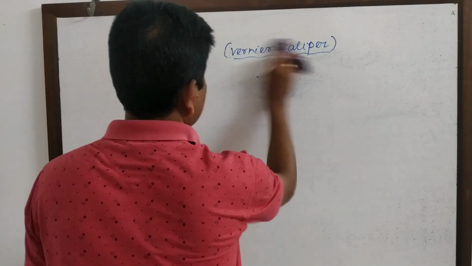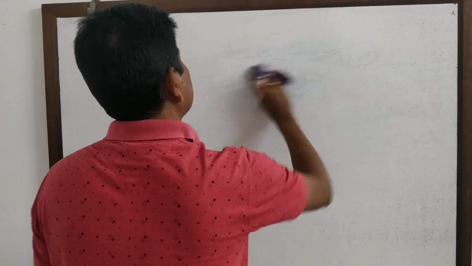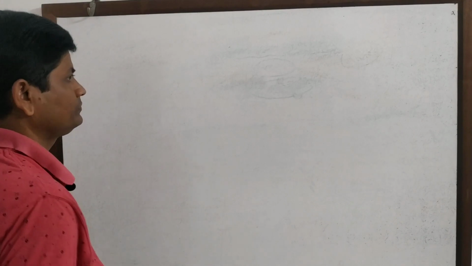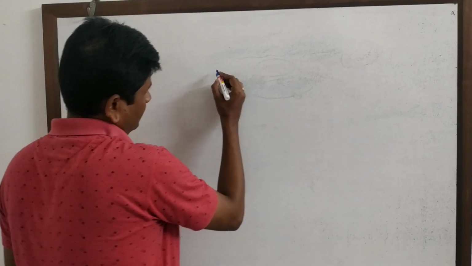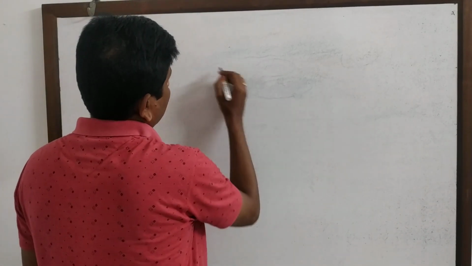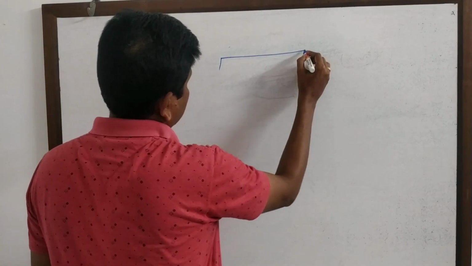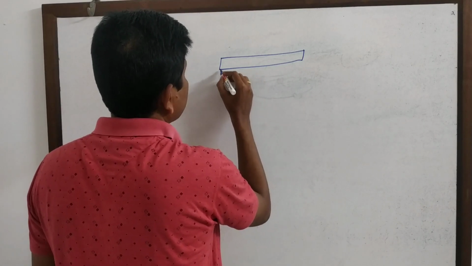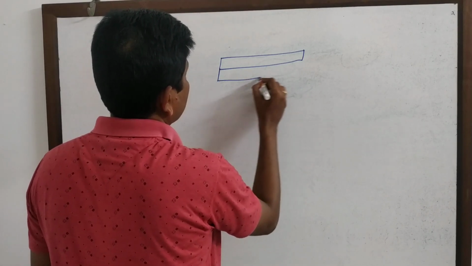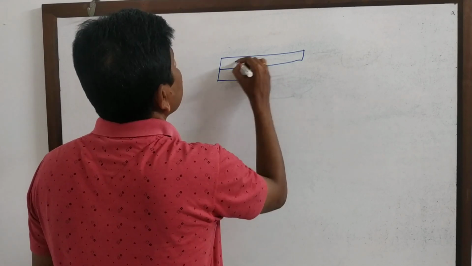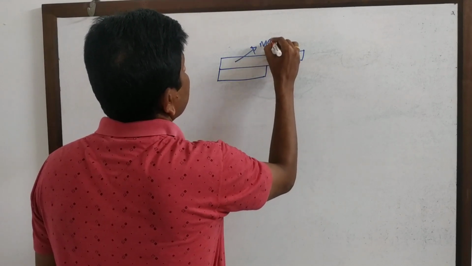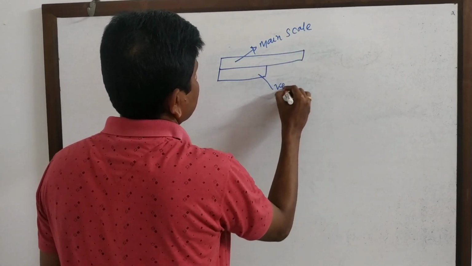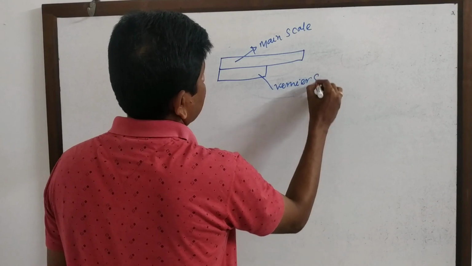What is a vernier caliper, and what is the mechanism of it? A vernier scale has two scales. One is the main scale, and the other is the vernier scale. This is the main scale, and this is the vernier scale.